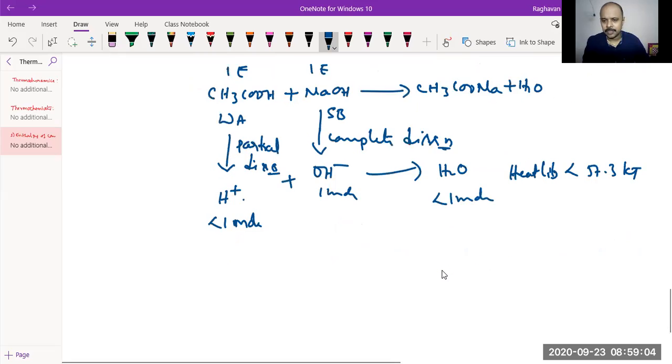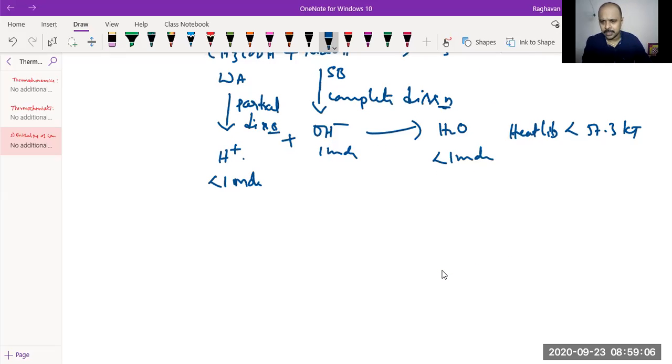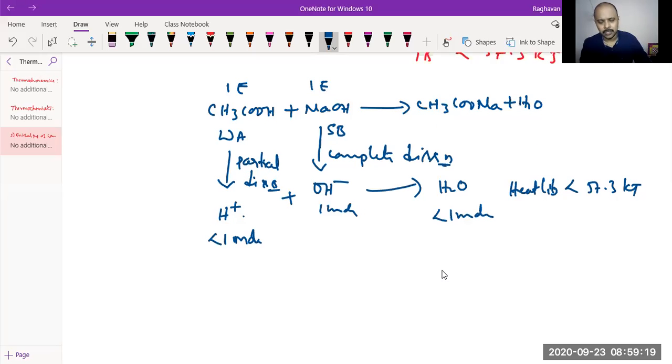Now why is it less than 57.3? You can also explain like this. Expected amount of heat liberation is 57.3. A part of heat would be reabsorbed by undissociated acetic acid molecules to undergo complete dissociation. Now, however much is reabsorbed by acetic acid molecules to undergo complete dissociation, that much wouldn't be evolved. That's all. Approximately here 1.9, actually 2 kilojoules of heat is reabsorbed by undissociated acetic acid molecules. That's why that much amount of heat is less liberated.